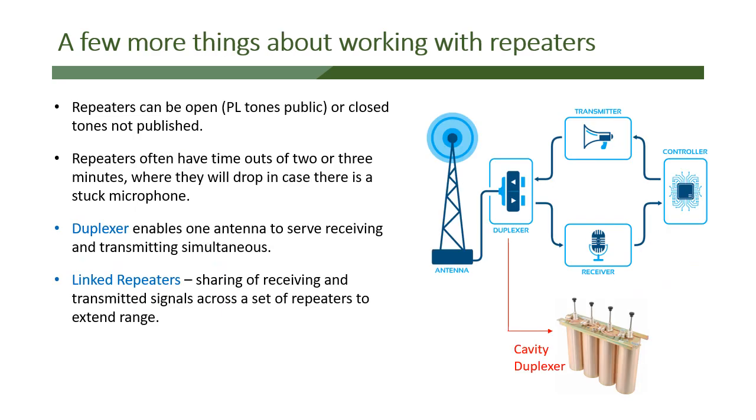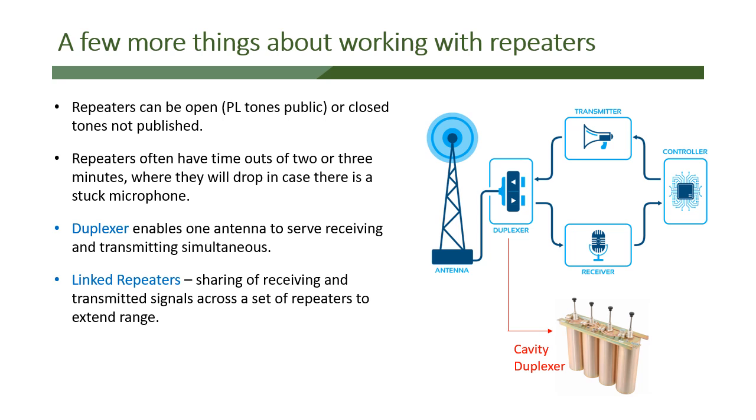And a few more things about working with repeaters. They can be an open or closed system. Repeaters can be open, that is, they publish what the CTCSS or DCS code is, or not published, which means it's limited to only certain members. This doesn't always work anymore because many modern radios today will scan for the subtones and tell you what they are so that you can actually use those repeaters. But most amateur radio operators don't want to use a closed repeater, so you'll very rarely find one.